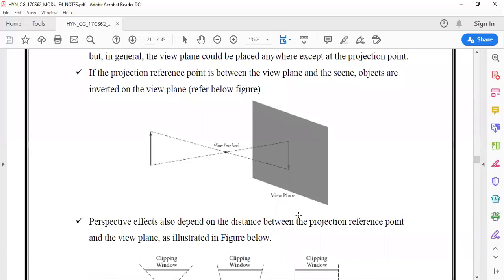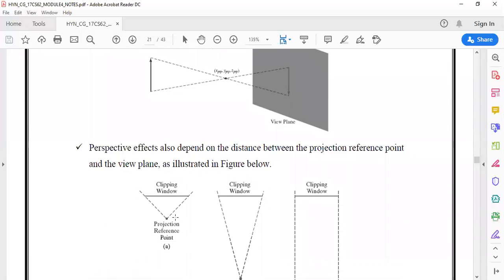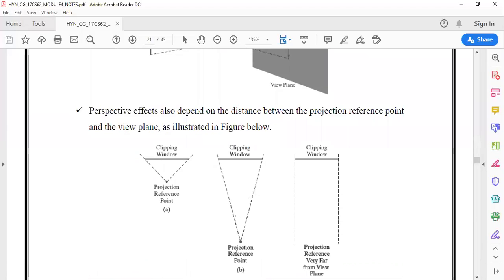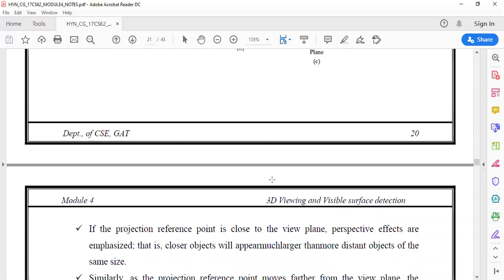Perspective effects also depend on the distance between the projection reference point and the view plane. If the distance between the projection reference point and the clipping window is very small, then I can see the object at a bigger size. If my projection reference point is very far from the view plane, then my object size is also reduced. So like this, the perspective effects depend on the distance between the projection reference point and the view plane.